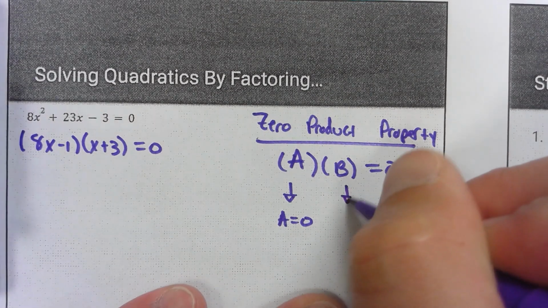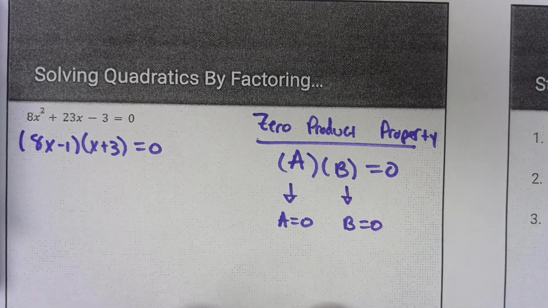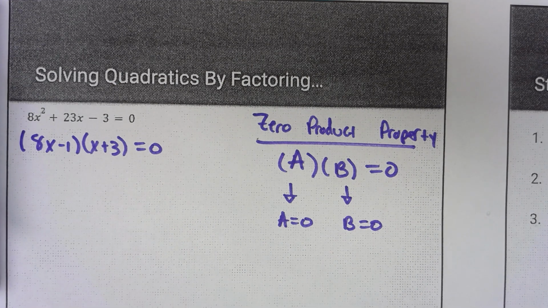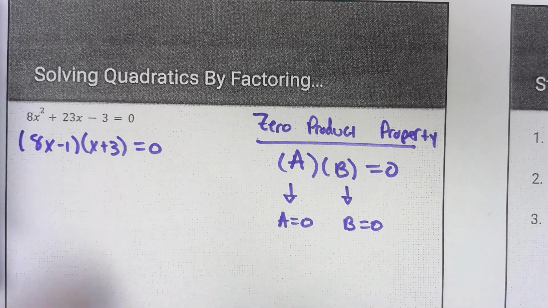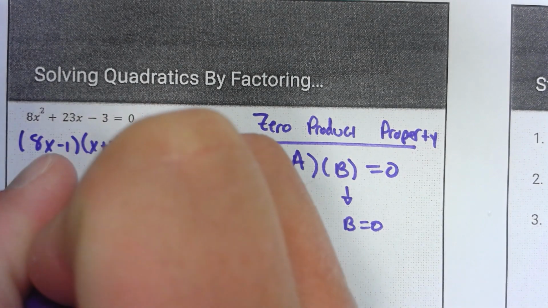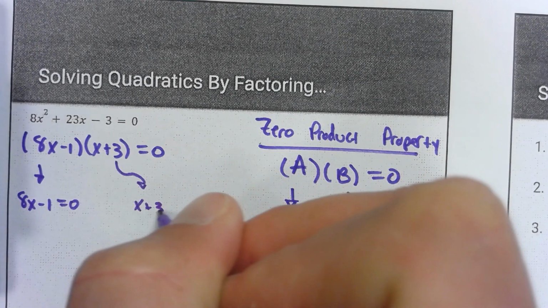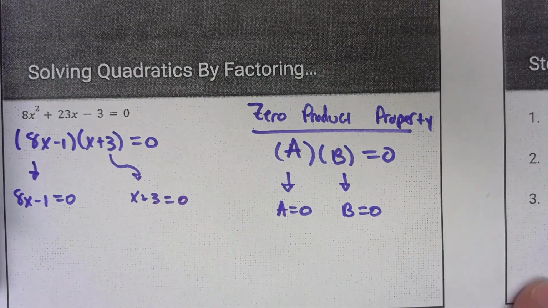Same thing, if I took B and set it equal to 0, it doesn't matter what A is. So what the zero product property is telling us is that when we have two things being multiplied, we need one of them to equal 0, and it doesn't matter what the other thing is, right? 0 times anything will always be simply 0. So how that applies to what we just did is we take each factor, 8x minus 1, and I set that equal to 0. X plus 3, I'm going to set that equal to 0. And we have two equations we need to solve.